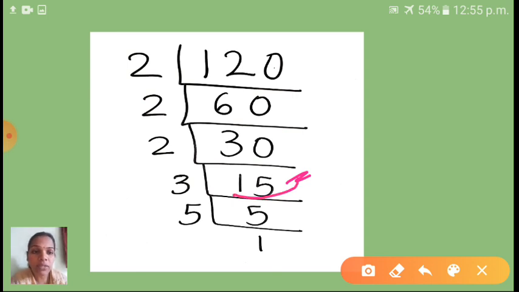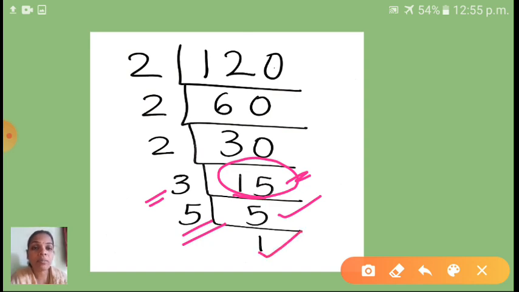Okay children, 15 2's are 30. So again here which number will come? 15. It will not come in 2's table as a multiple. But 3 will come. Okay. So 3 you have to write. And next one is what? 3 5's are 15. Okay, and here 5 and here I have written 1.